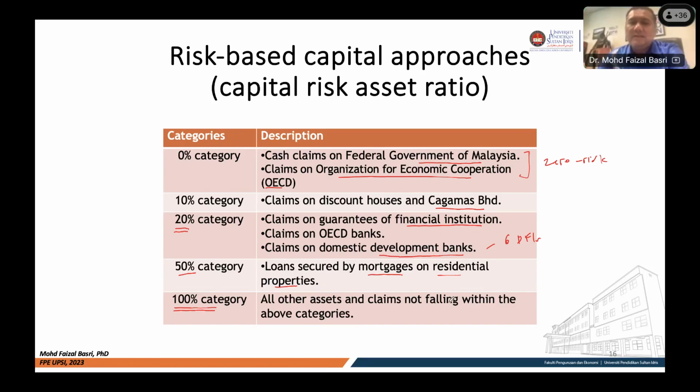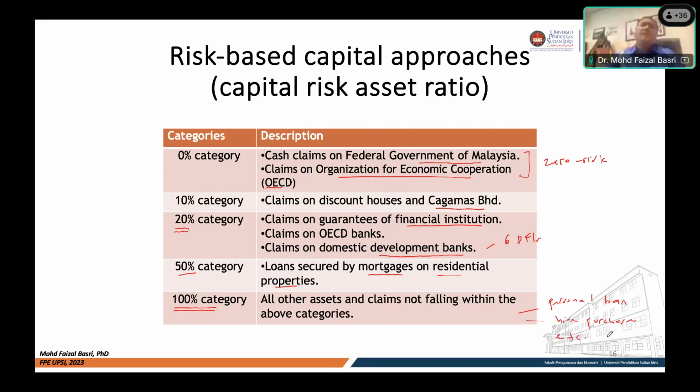Okay, all other assets and claims not falling within the above categories yang kita discuss tadi, either the government, government-linked companies specified here, or the local banks, or loans financing all the home properties, masuk dalam 50%. So yang lain semua masuk dalam ni lah. So apa yang ada dalam ni can be personal loan masuk dalam ni. Kalau bank bagi personal loan, masuk dalam kategori ni. Okay, hire purchase. So selain daripada yang atas tadi lah, anything else, etc.